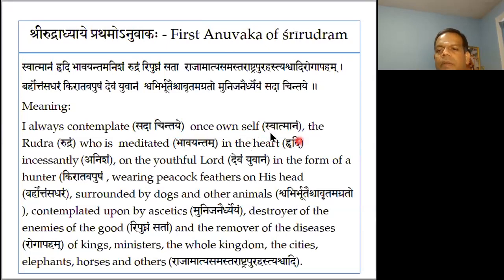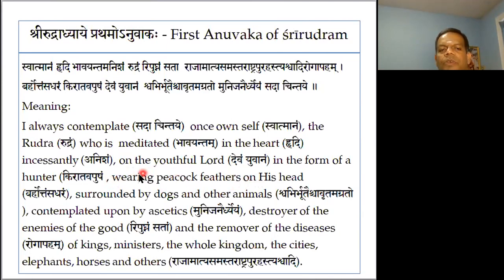One's own self, Swatmanam, means I am always contemplating on my own real self, the Atma within each of us. Rudram, the Rudra, who is meditated upon, Bhavayantam, in the heart, Hridi, incessantly, Anisham. Anisham means without break, continuously, always.